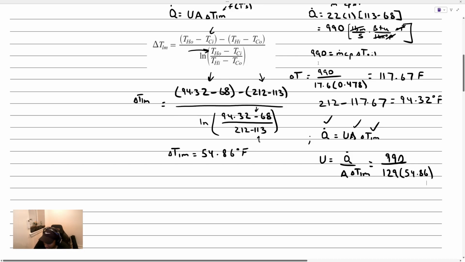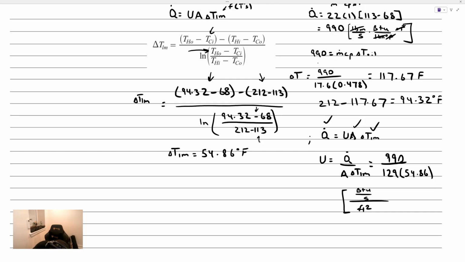Let's see what kind of units this is going to come out in. We know that 990 was BTUs per second. The 129 is foot squared. And that last term over here is Fahrenheit. I know that the choices that we had were BTU per minute, foot squared degree F. So what I'm going to do is multiply this by a 60 seconds per minute here to convert that denominator to minutes. So we'll just multiply this by 60. Overall heat transfer coefficient of 8.4 approximately BTU per minute, foot squared degree Fahrenheit.